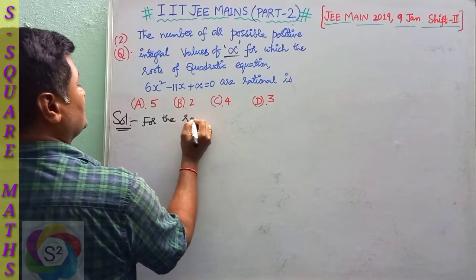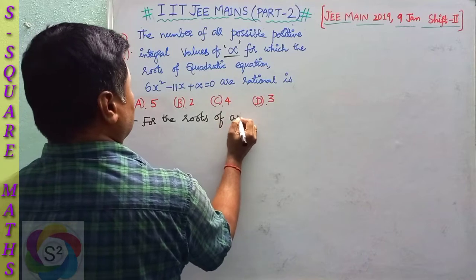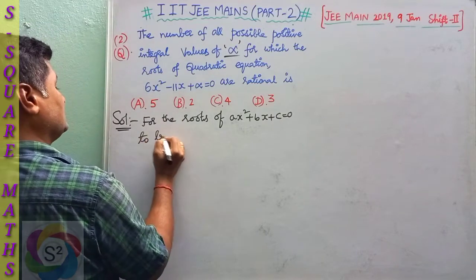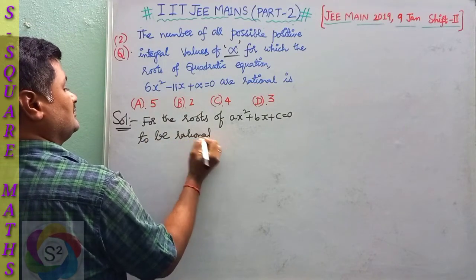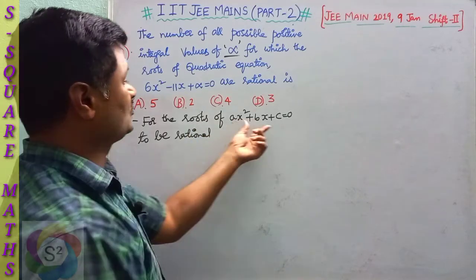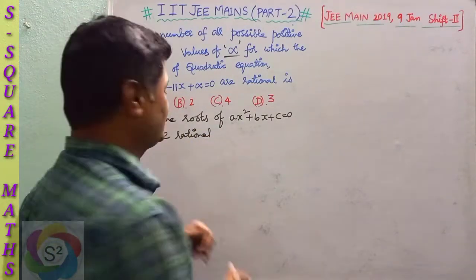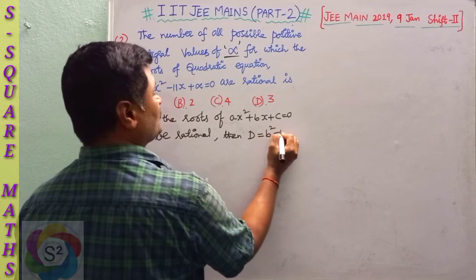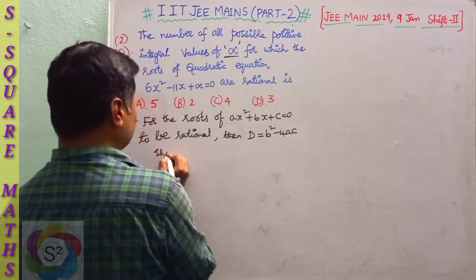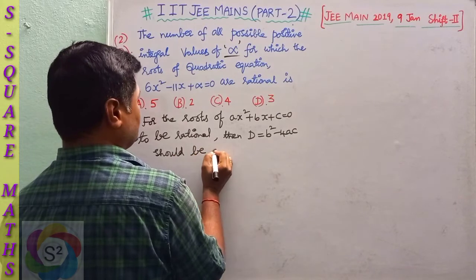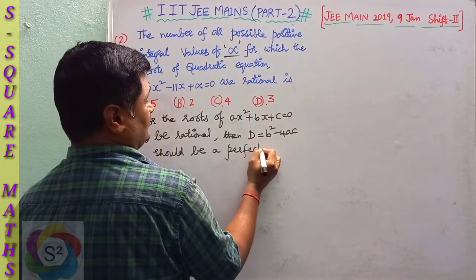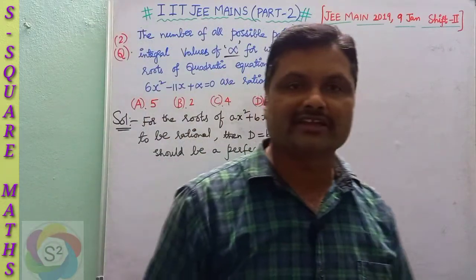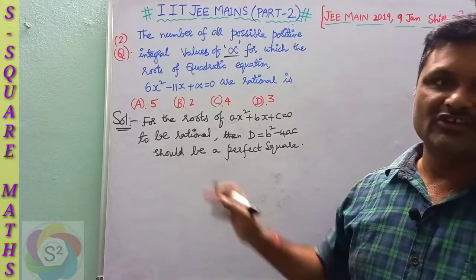For the roots of ax square plus bx plus c equal to 0 to be rational numbers, D is equal to b square minus 4ac should be a perfect square. So this is a most important point. Okay. So this expression should be a perfect square for the roots to be rational.